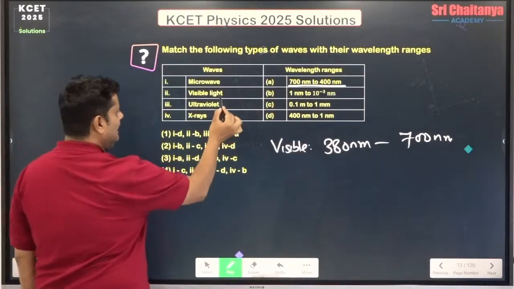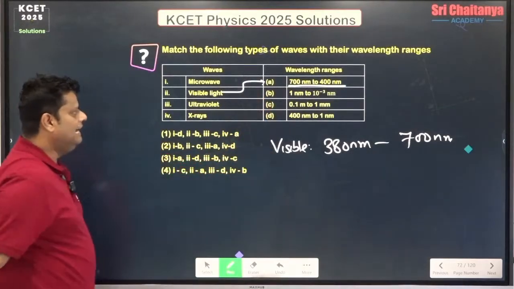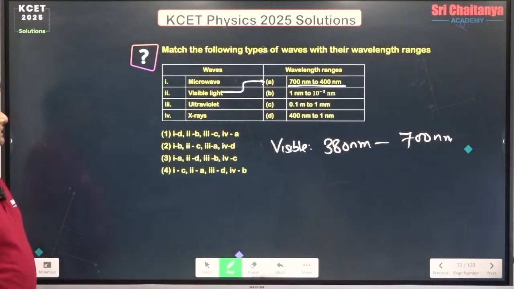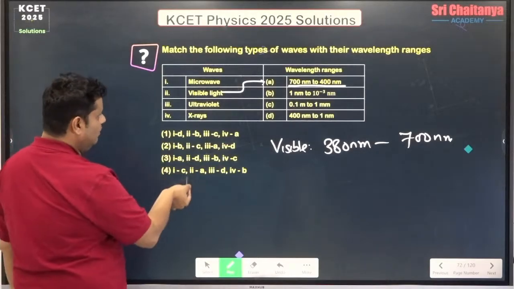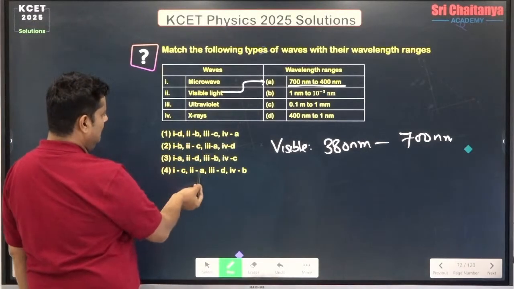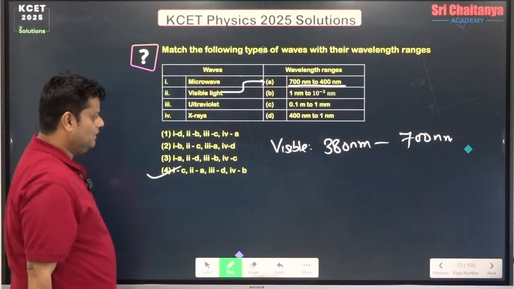So one thing is very clear, that visible light belongs to this A, 700 to 400 nanometer, and they have given only one option in which the second will give you A. So the fourth is the correct option.